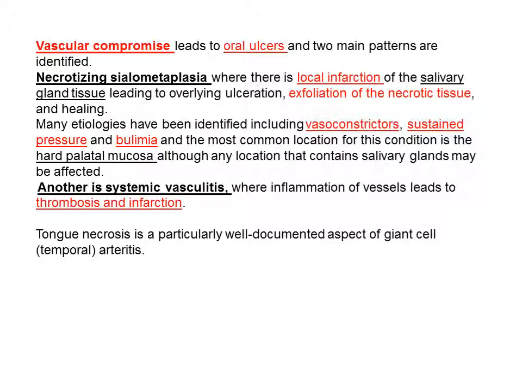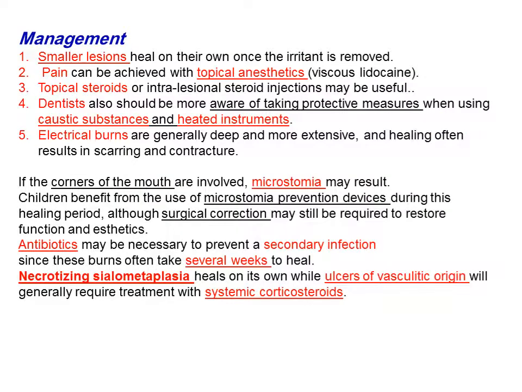Another is systemic vasculitis, where inflammation of the vessel leads to thrombosis and infarction. Tongue necrosis is a particularly well documented aspect of giant cell arteritis. What is the management of such conditions?